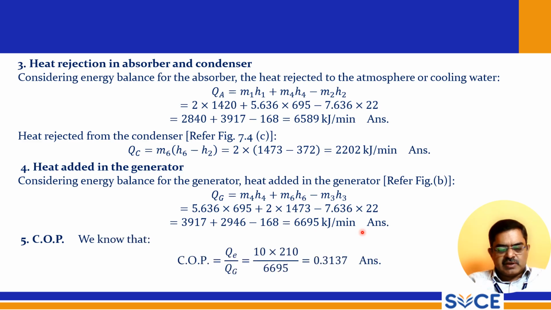COP, by substituting QE by Qg, is equal to 10 into 210 divided by 6695 kilojoules per minute, equal to 0.3137. So this is the COP of this system. Obviously, it is very low in terms of its performance.